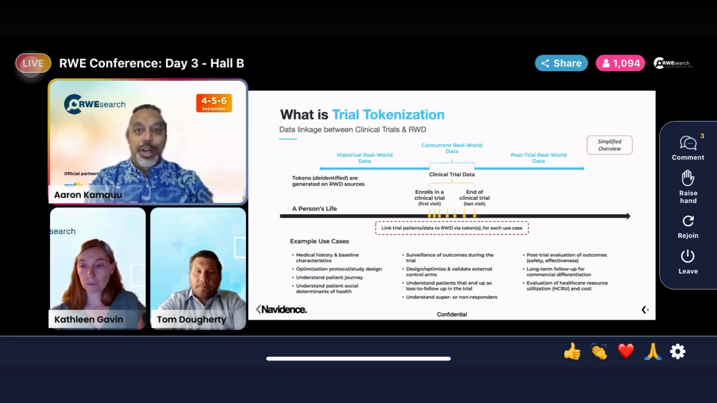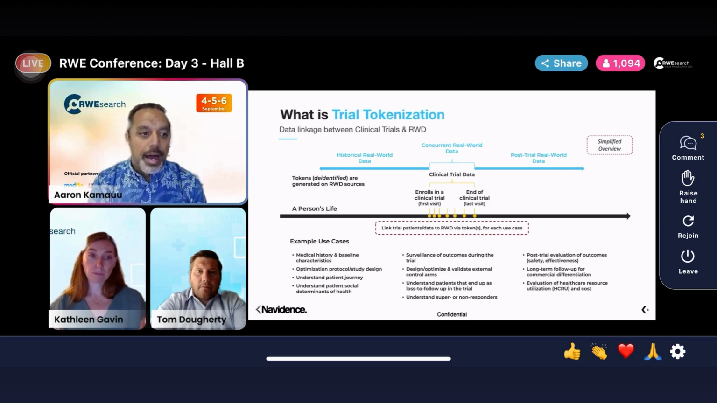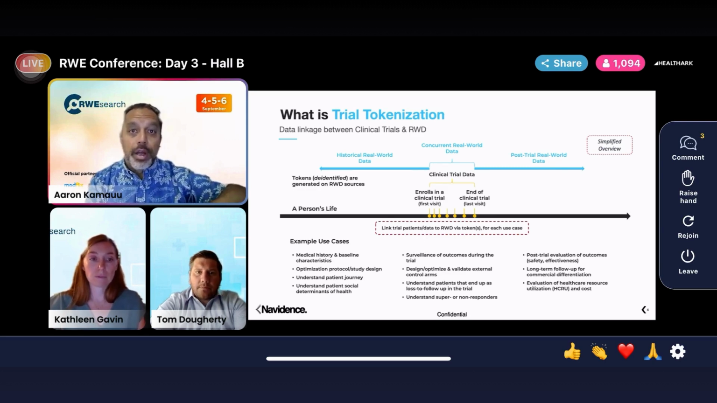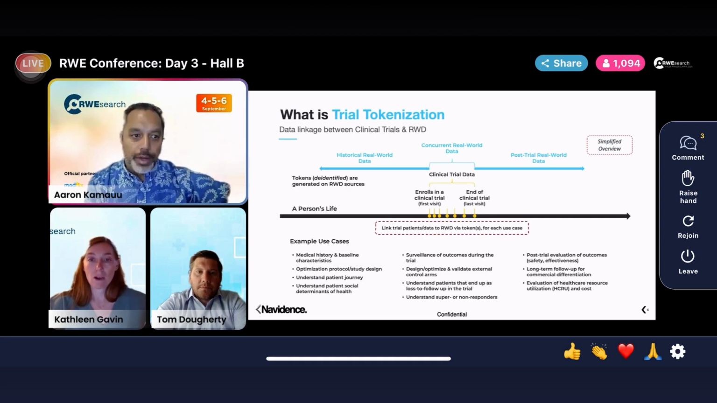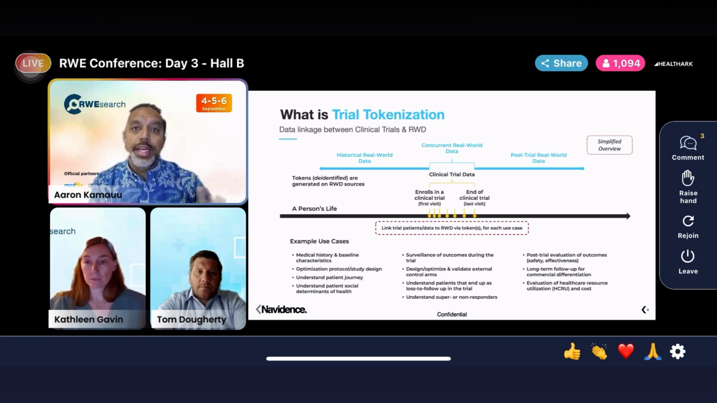And here are just some examples. Tom can talk a little bit about some of the use cases that are particularly interesting to him in his role at Novo Nordisk and some of his experience in the past. But some of the examples are understanding a patient's medical history from their real world data sources prior to their enrollment in the trial. And it can be everything from using it to optimize the protocol design, understanding the patient's medical history, look at their patient journey, et cetera.